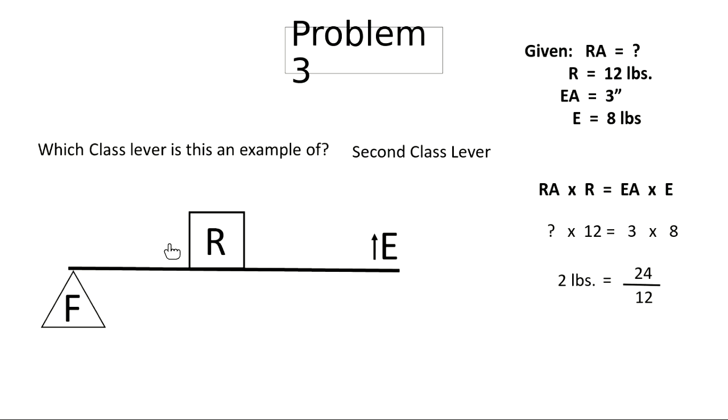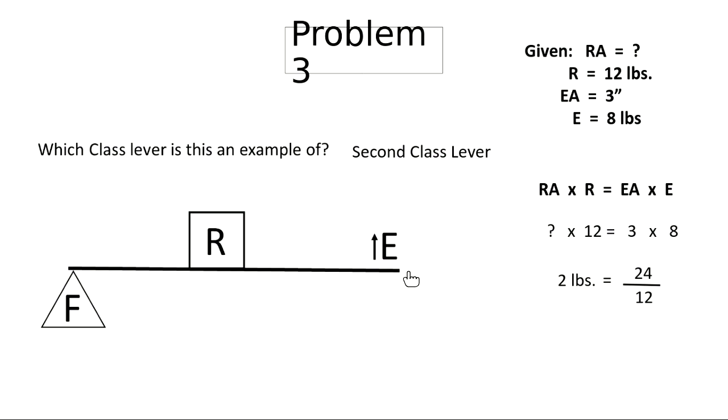Now problem 3, this is an example of a second class lever, like a wheelbarrow. And so I didn't give you effort this time. See, I don't have to give you effort. I can give you any one of these 4. So I gave you resistance is 12 pounds. There it is, 12 pounds in the middle. Effort arm, 3 inches.